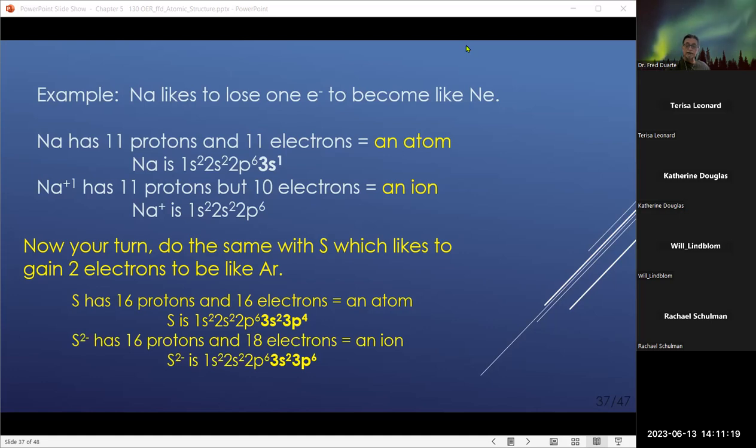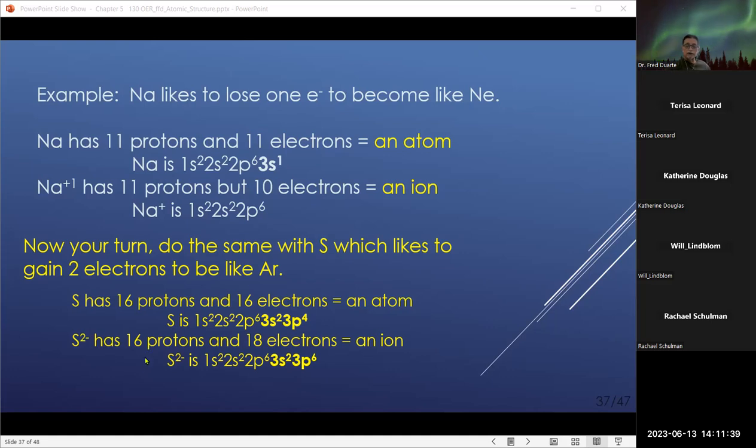And when it becomes an ion, here's the deal you've got to remember. When we gain or lose electrons, you are creating an ion. That ion could be either positive charge or negative charge. And they're going to have their own specific names here in a bit, but right now the generic name is ion.